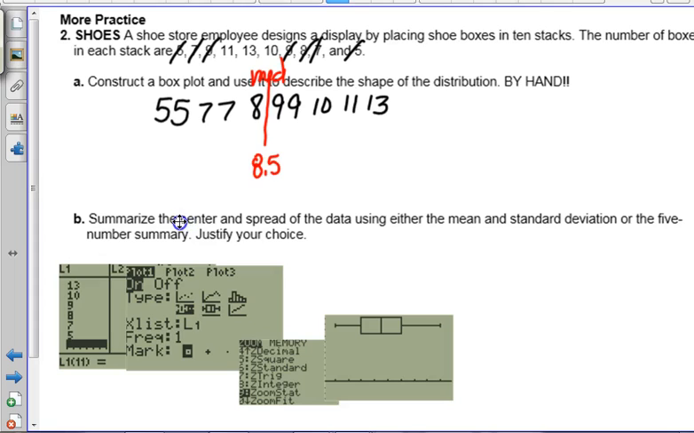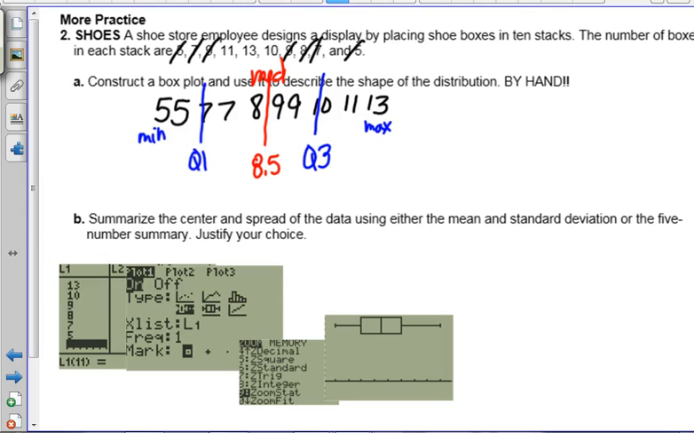Now, Q1 means the 25th percentile. It sounds all complicated. It's the middle of the bottom half here. So what's the middle number on this bottom half? So this is Q1. What's the middle of these numbers? Out of those specific numbers, the middle one is 10. That's Q3. Okay? And the min is 5 and the max is 13.